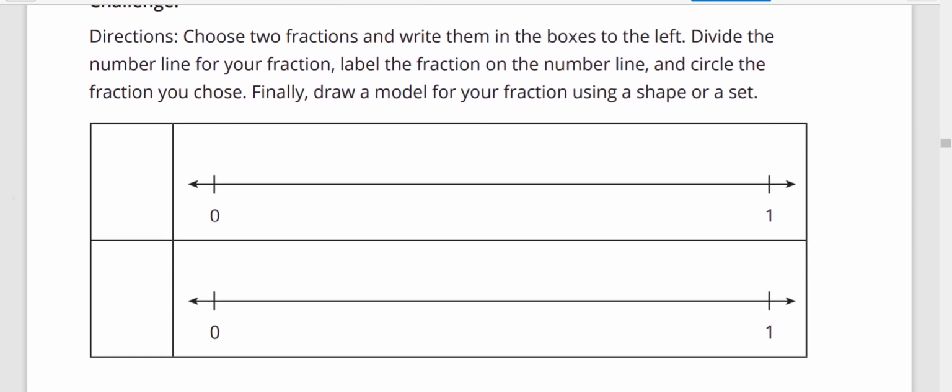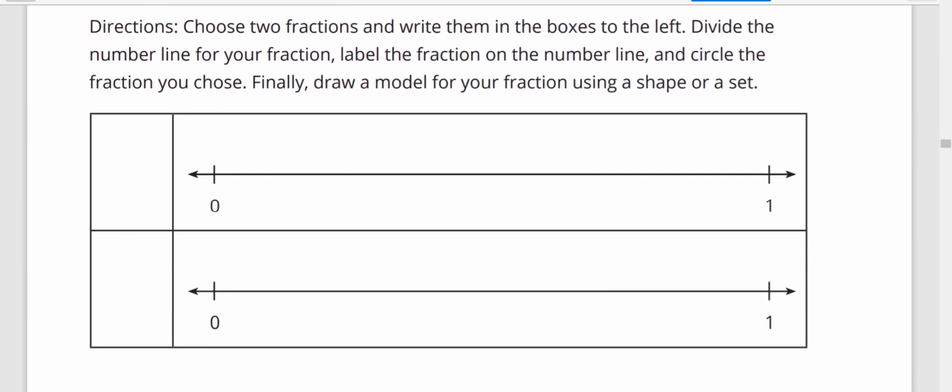Challenge. Choose 2 fractions and write them into the boxes to the left. Divide the number line for your fractions. Label the fractions on the number line and circle the fractions you chose. Finally, draw a model for your fractions using a shape or a set. First, choose the first fraction, for example, any fraction as you like.